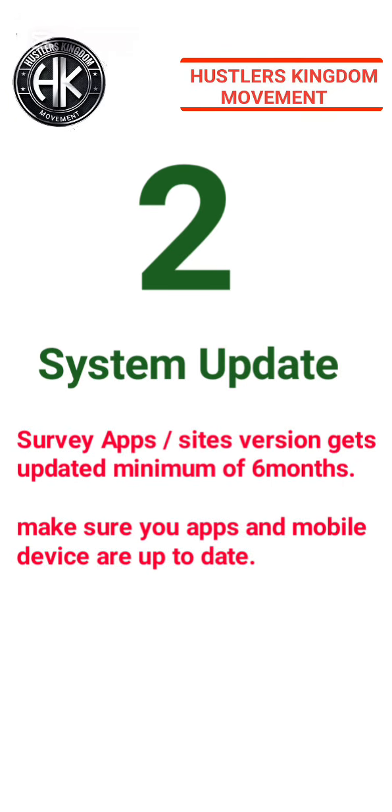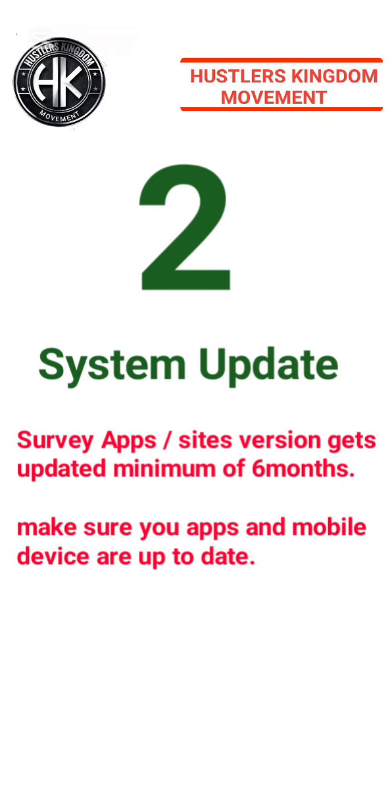Now, don't get it wrong. There's a difference between version and RAM or space. You understand? So if your version is not up to date, there are some features that you may not be eligible for on the survey platform. That's the number 2 dark side, system updates.